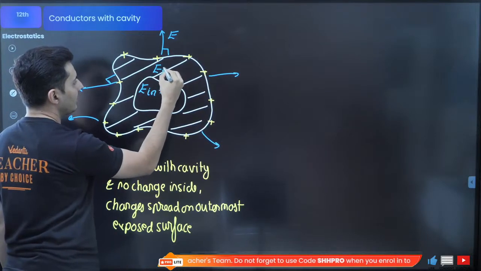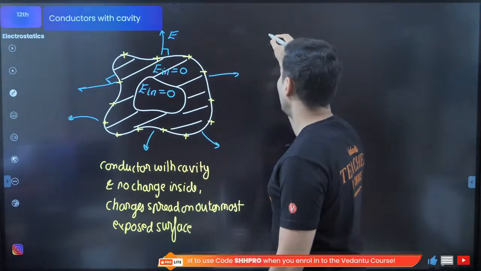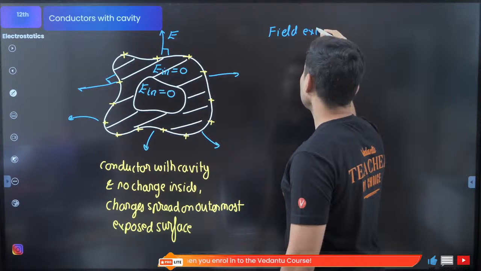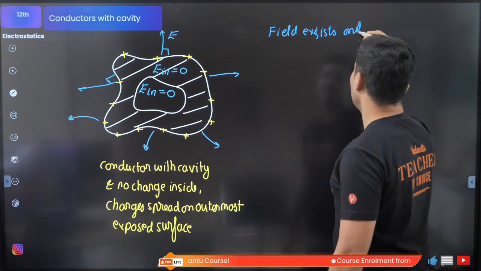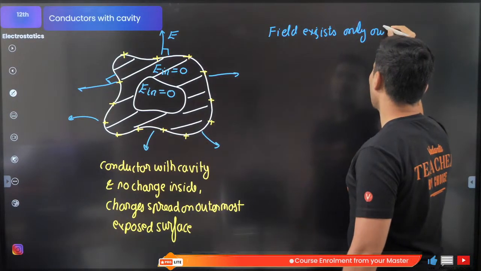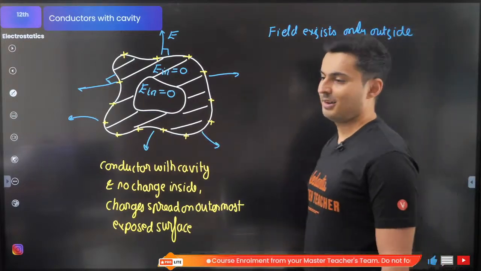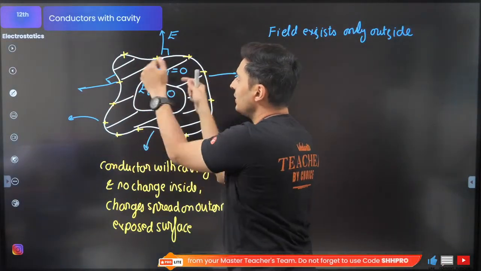Everywhere, here also the electric field inside will be 0. So the field exists only where? Outside. Only outside. Very, very important. Not inside the conductor. It will not be there because these charges will try to cancel the fields within.